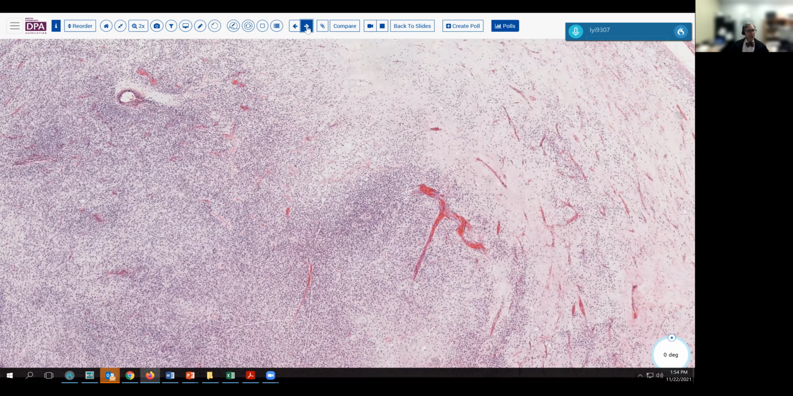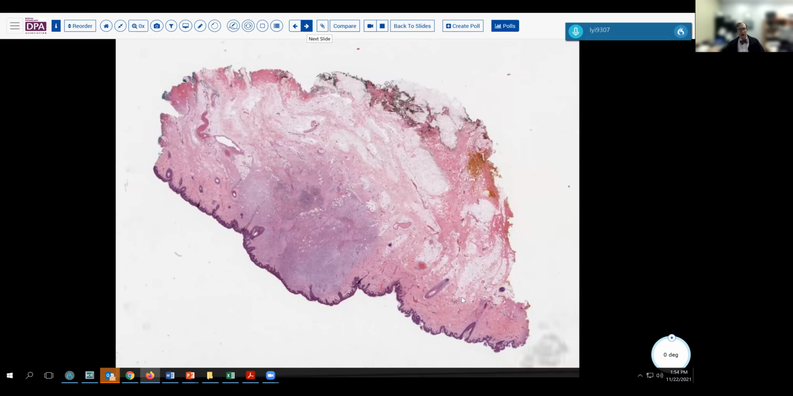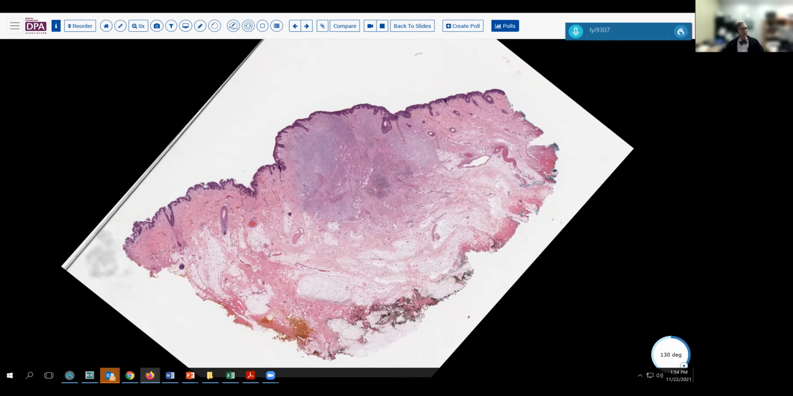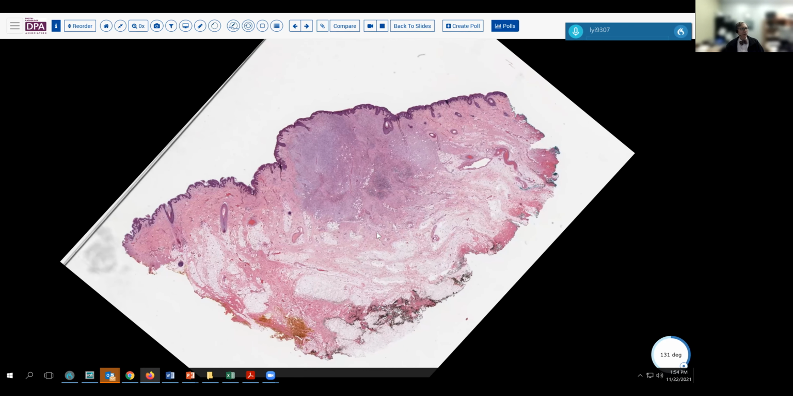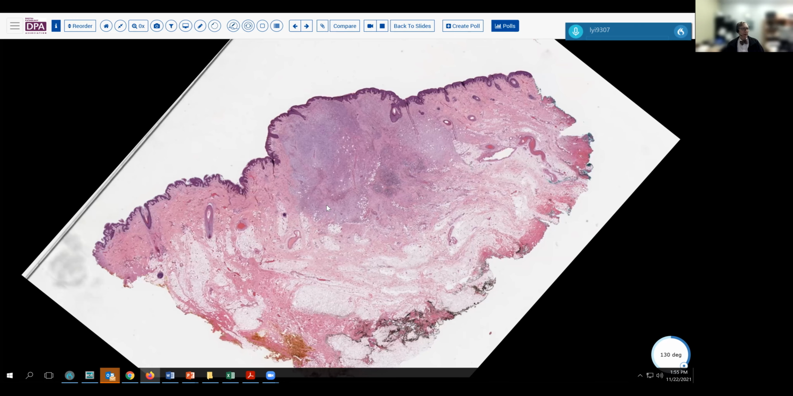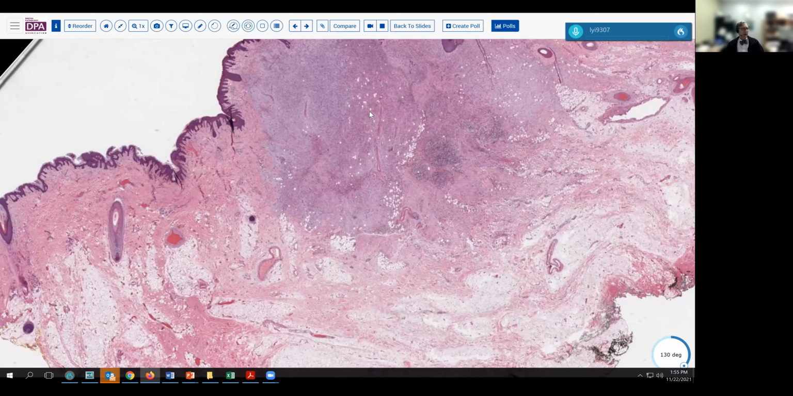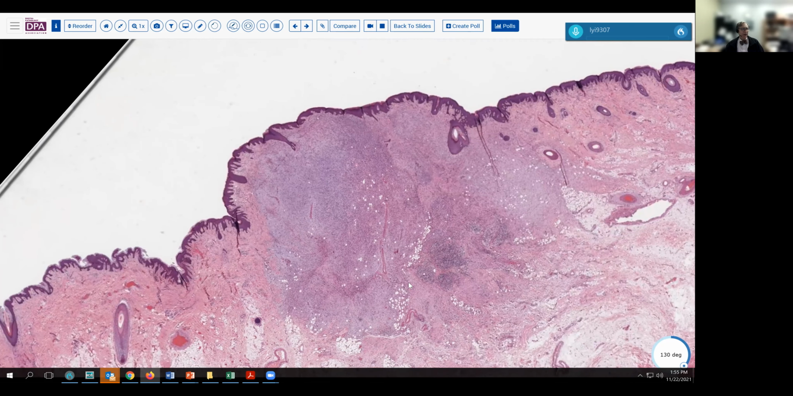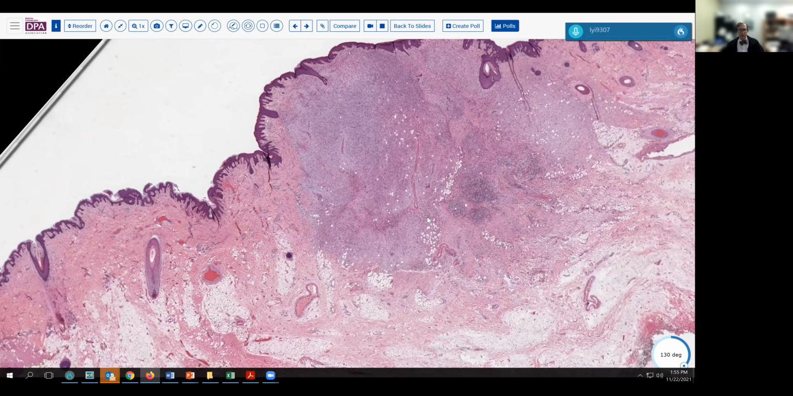So let's go on to the next case. This is a case that recently crossed our desk, and we're shifting out of the fatty tumors per se, although looking at this tumor, you can see that it is intimately associated with the fatty tissues here. Obviously a subcutaneous or a cutaneous tumor involving the dermis, sparing the epidermis, and infiltrating into the deeper tissues.